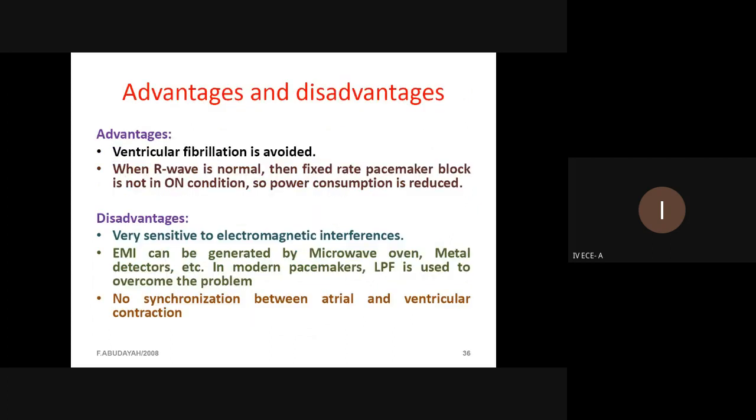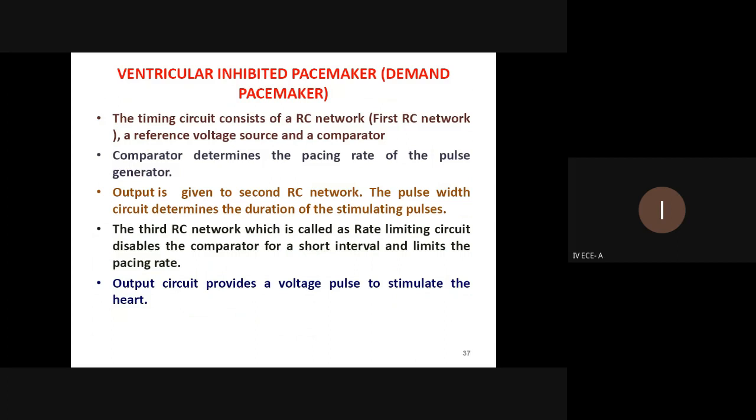So what are the advantages and disadvantages of this type? Advantage: ventricular fibrillation is avoided. When the R wave is normal, the fixed rate pacemaker block is not in the on condition, so power consumption is reduced. What are the disadvantages? It is very sensitive to electromagnetic interference. Electromagnetic interference can be generated by microwave ovens, metal detectors, etc. In modern pacemakers, an LPF, that is, a low pass filter, is used to overcome the problem. There is no synchronization between atrial and ventricular contraction.